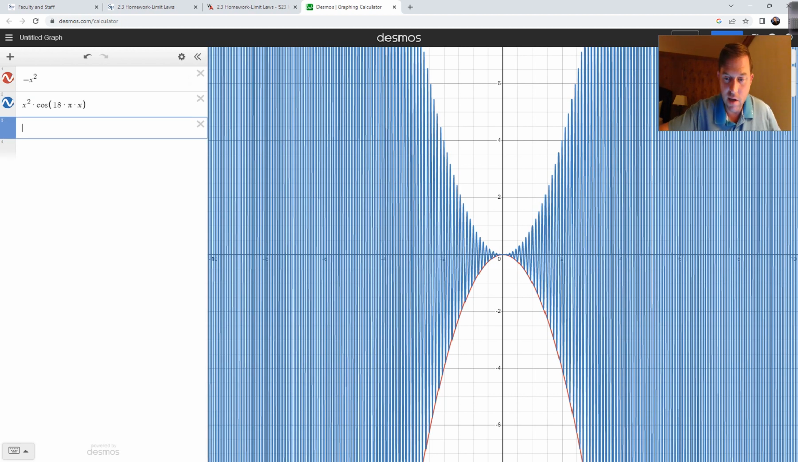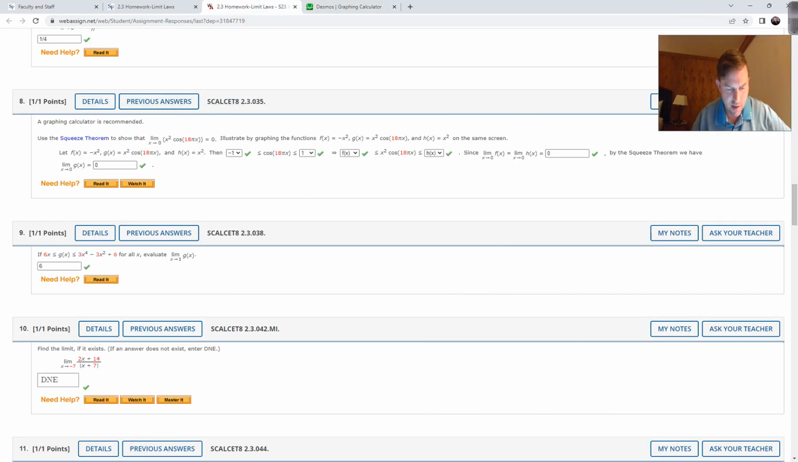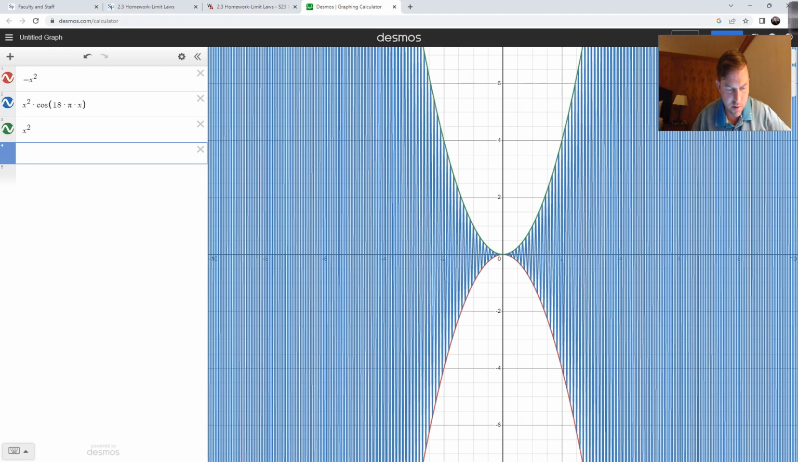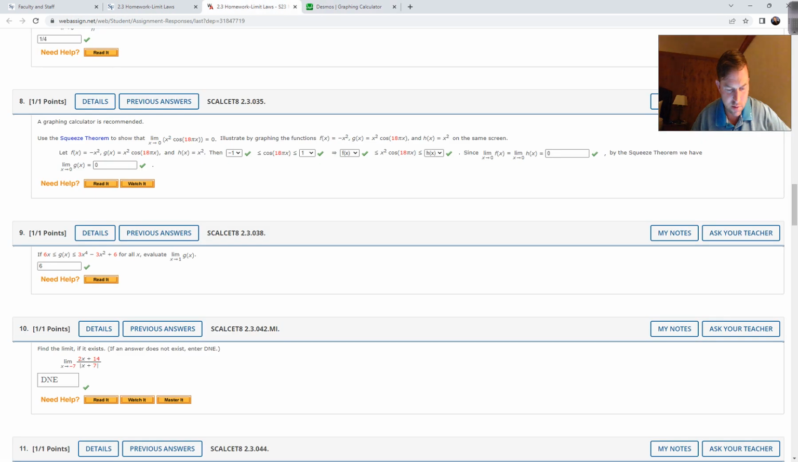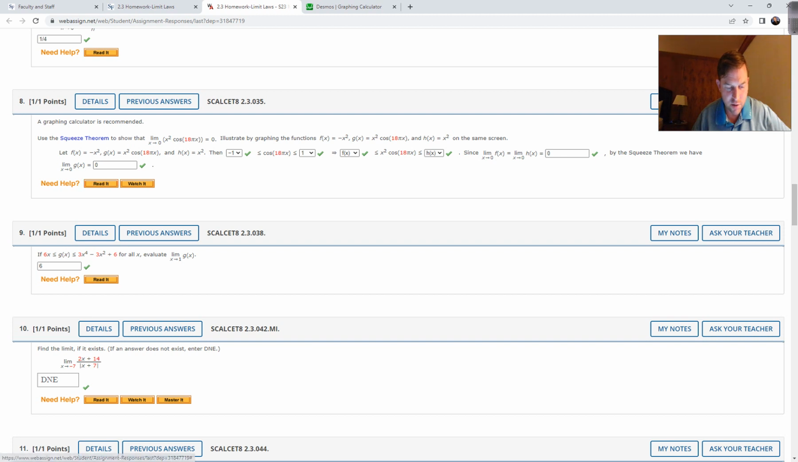And then they want negative, we already got that one. They want positive x raised to the second. So we have 3 graphs here. Let me make sure we got that right. So we had x squared times cosine 18 pi x. That looks right. Okay, and they want the limit as x approaches 0.